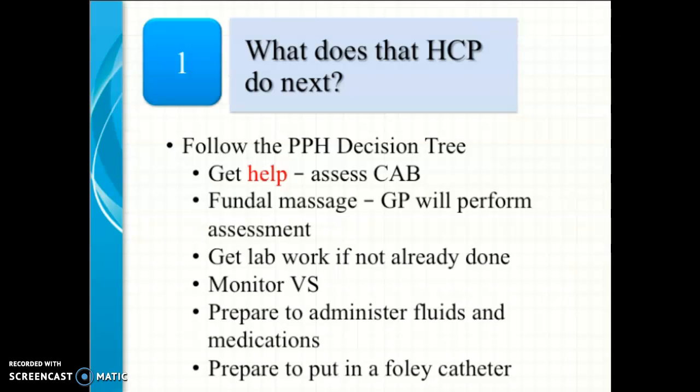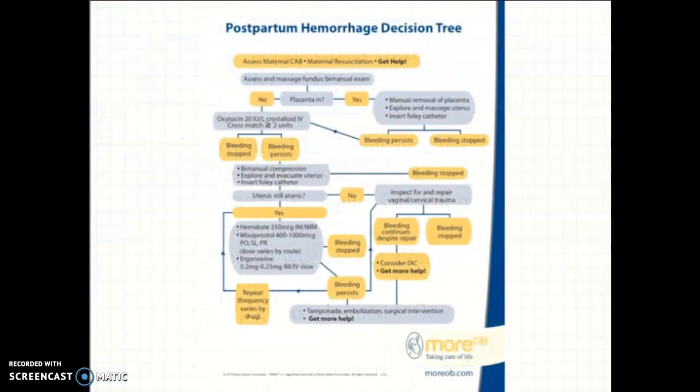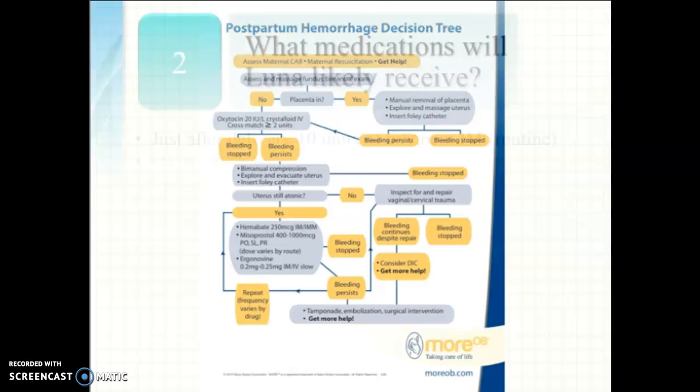We're going to prepare to administer fluids and medication, so that may include mixing up that oxytocin, and we're going to prepare to put a Foley in, and that's going to help allow the uterus to cramp down the way it needs to. Here is the decision tree, so you know what it looks like.